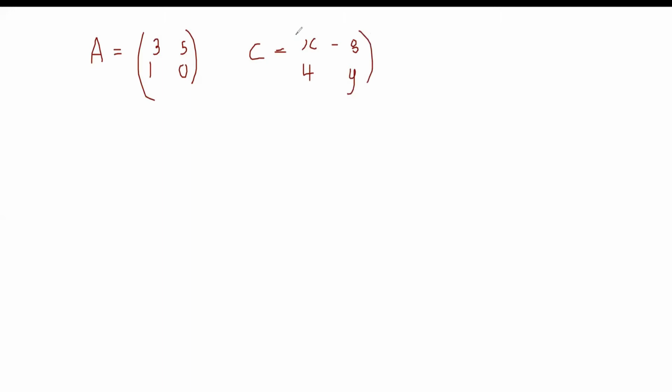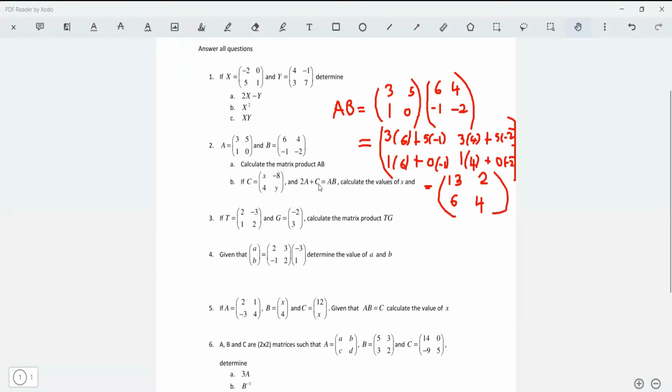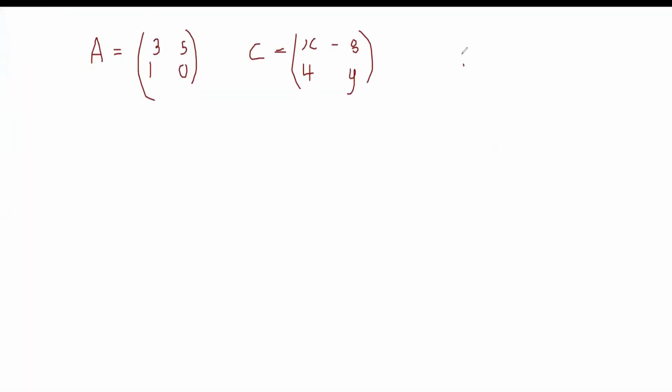All right, what else did they tell us? So let's look back at it now. They also told us that 2A plus C equal AB, where we found AB is 13, 2, 6, 4. So let's write down our AB, 13, 2, 6, 4. All right, nice. So wrote down AB. Now, next thing they tell us to do is find X and Y such that 2A plus C equal AB. That's what they told us. 2A plus C is equal to AB.